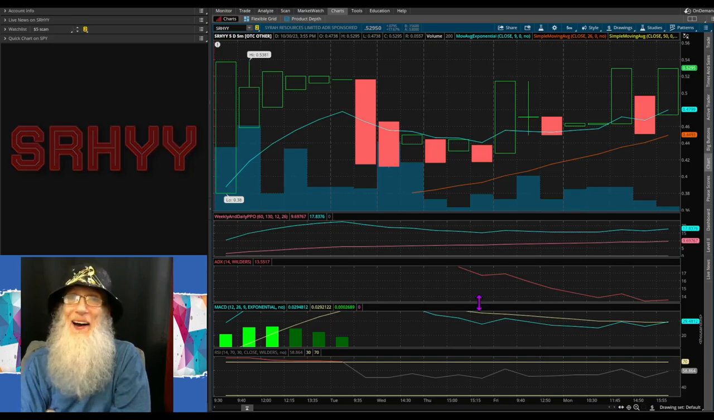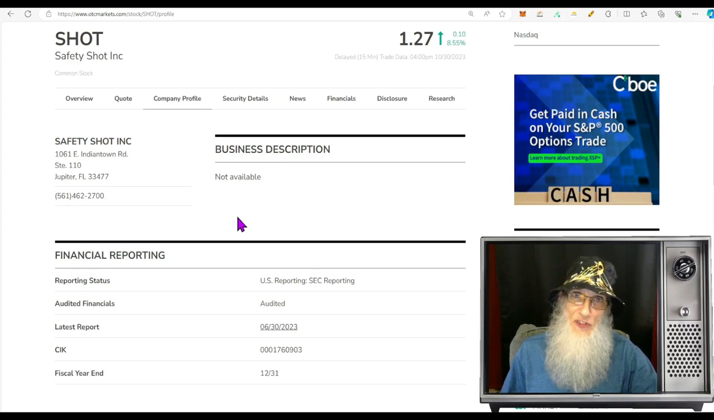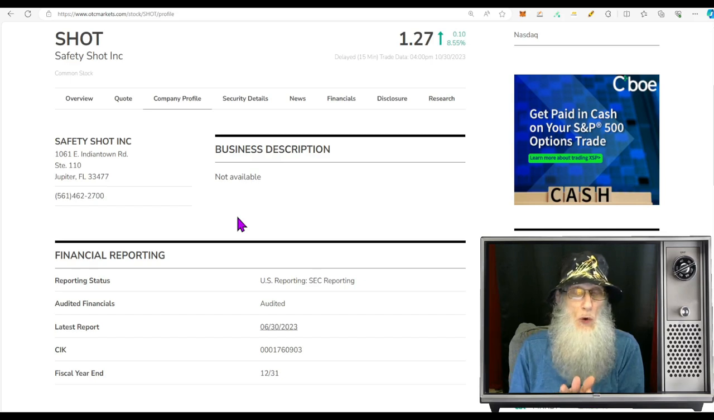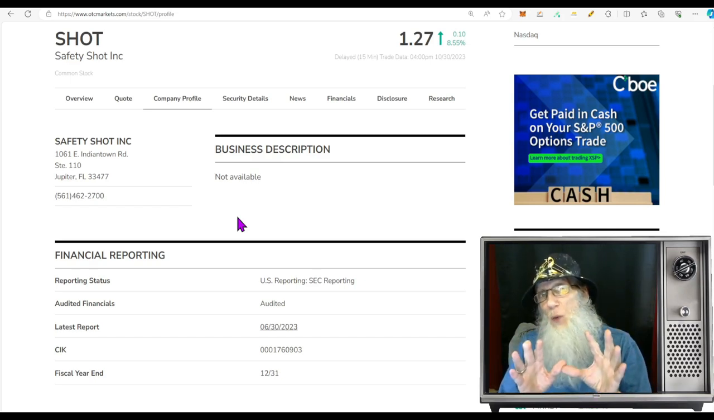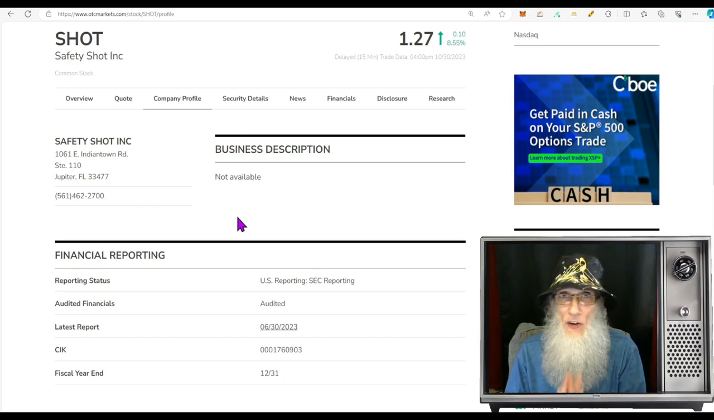Wow, that was quick. Our next hot penny stock comes from the major exchange, the NASDAQ. This is Safety Shot, ticker SHOT. Now the chart, it's nothing special to talk about. It is in breakout mode, but she's kind of been going sideways. However, she had a huge jump not too long ago on some hot news.